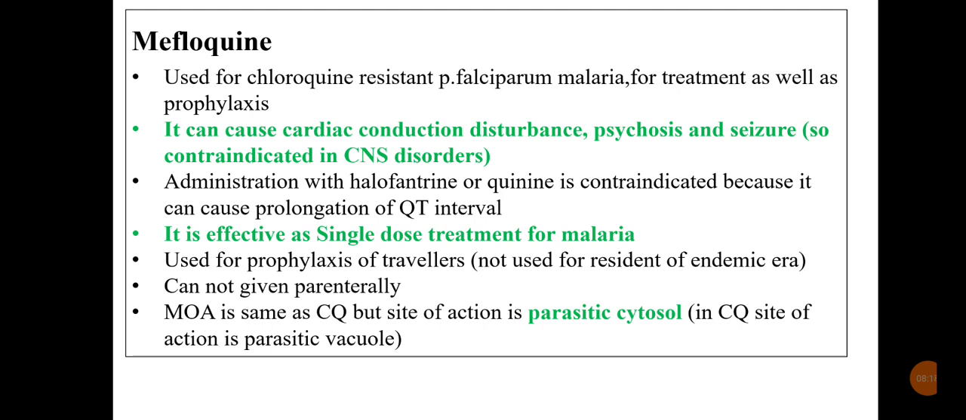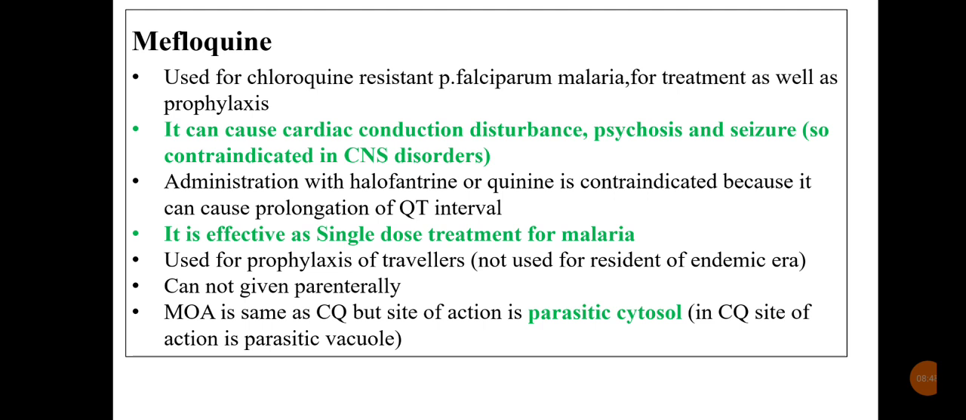And here is also one important point, the mechanism of action is same as chloroquine, but the site of action is different. So that is the parasitic cytosol, right? And what about the chloroquine? The site of action is the parasitic vacuole. These are the very important points regarding the mefloquine. So you have to remember the site of action comparatively. For chloroquine, that is the vacuole. For the mefloquine, that is the cytosol.